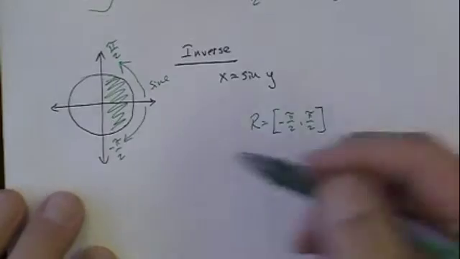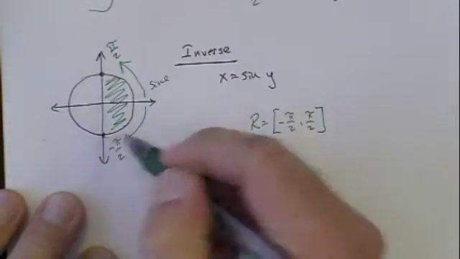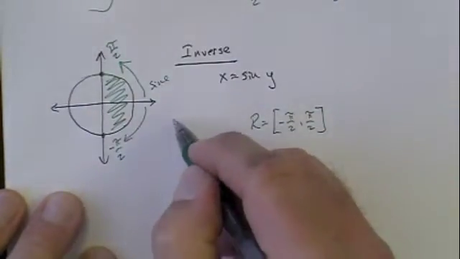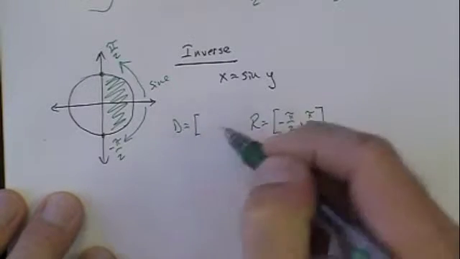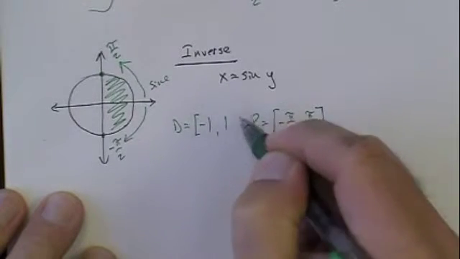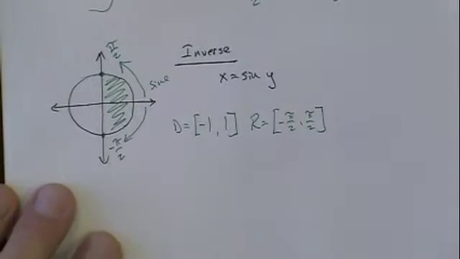And we already know that our values here, 1 and -1, that's going to be the domain then for the inverse, -1 to 1.